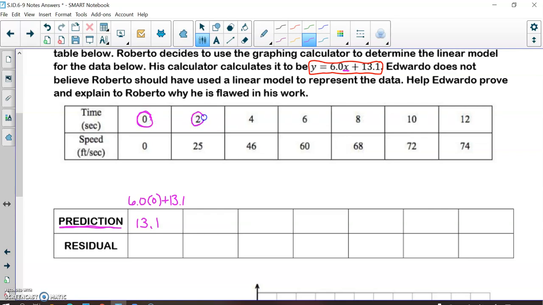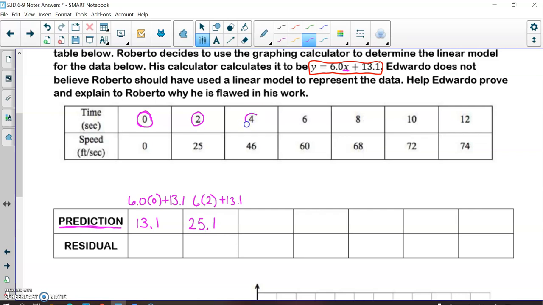Now we're going to do the same thing for a time of 2 seconds. You don't have to write 6.0, because 6.0 is the same as 6. So 6 times 2 plus 13.1, and in my calculator I get 25.1. What that means is that my linear regression model predicts that when the diver is 2 seconds into the free fall, it is going 25.1 feet per second.